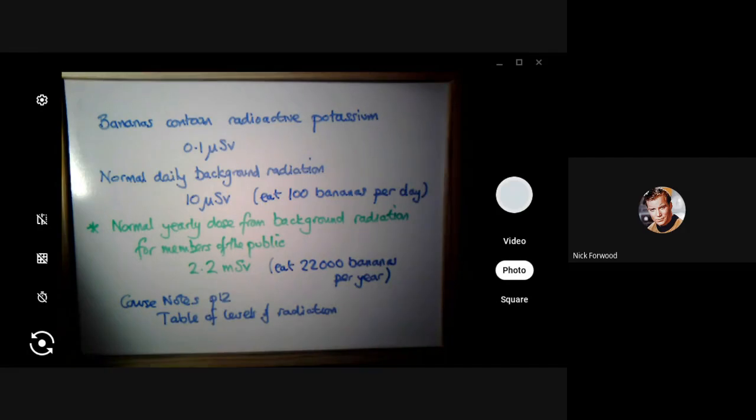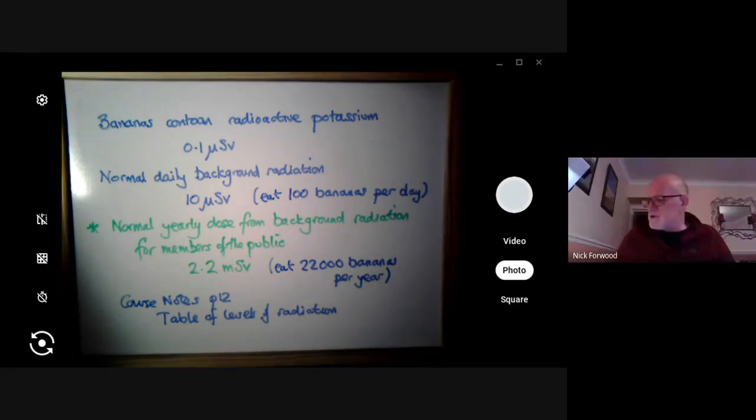Radiologists in hospitals and people who work in nuclear power stations are not members of the public. They're working with radiation, and this number is a little bit more. And again, you'll find those numbers in the course notes on page 12. So refer to that, please.